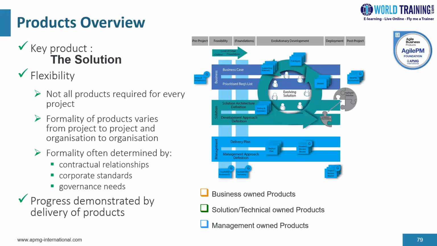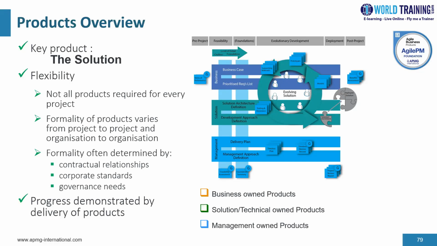Now, the DSDM Agile Project Management framework describes a set of products to be considered as a project proceeds. These products describe the solution itself, which is the main deliverable of the project, and anything created to help with the process of evolving it, and anything that is required to help with project governance and control.